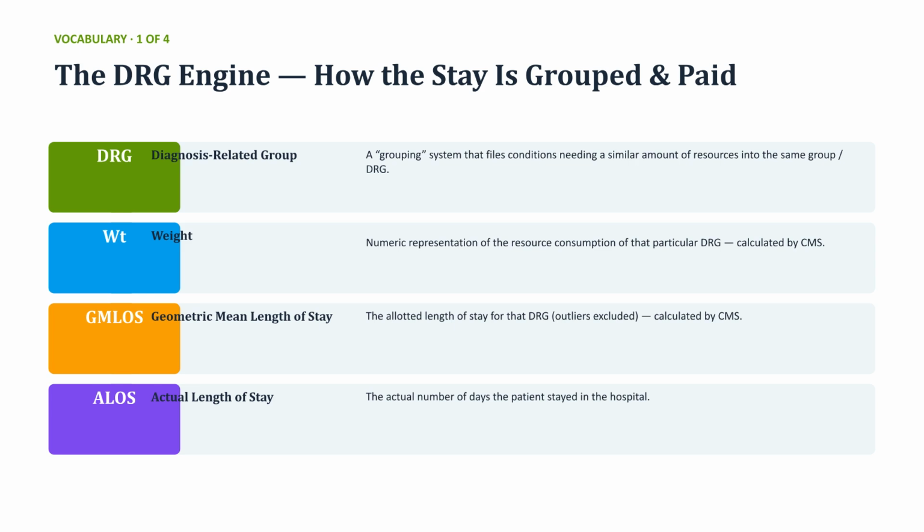A DRG, or diagnosis-related group, categorizes conditions by resource needs. Each DRG has a weight, a calculated resource consumption value, and a GMLOS, or geometric mean length of stay. Comparing this to the patient's actual length of stay, or ALOS, helps determine the efficiency of the hospital visit.